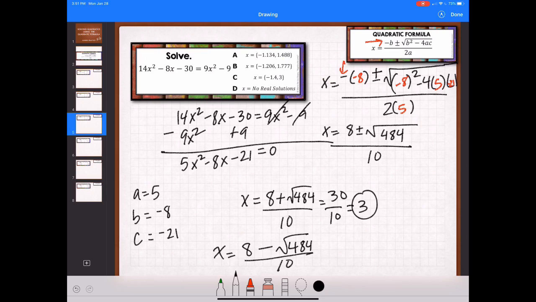So 8 minus square root of 484 is -14 divided by 10 is -1.4. So those are my 2 solutions. -1.4 and 3. And remember, you want to list it from least to greatest.